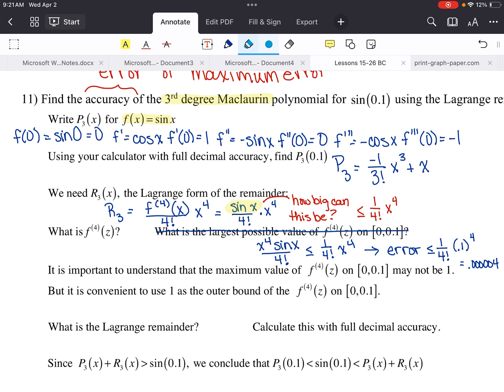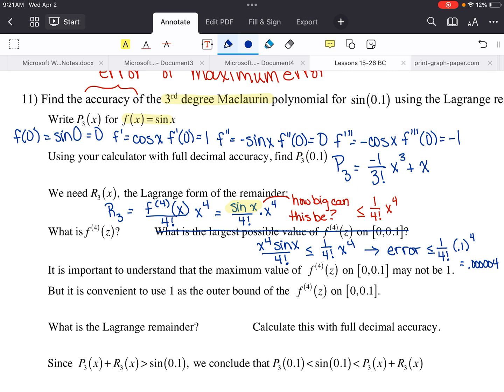Okay, hold on, let's back up. My third derivative was negative cosine, so what's my fourth derivative? Well, the fourth derivative of negative cosine is sine, so here's my fourth derivative over 4 factorial x to the fourth. Here's where that part I was talking about before comes in. I want to know the worst case. What is the most error that this could possibly have? Well, the part where that comes from is this part. How big could that function possibly be? What is the maximum value for that function?